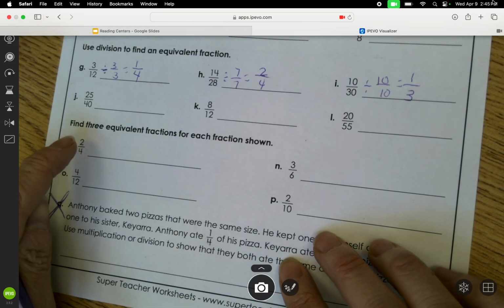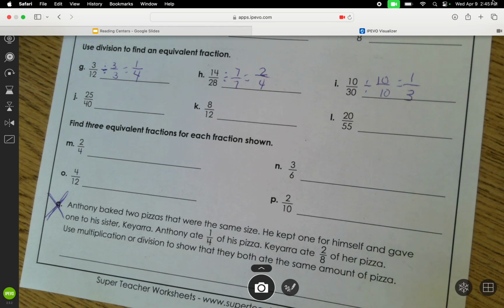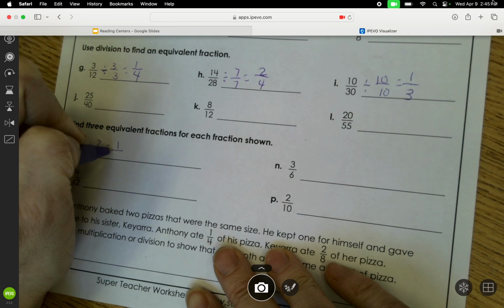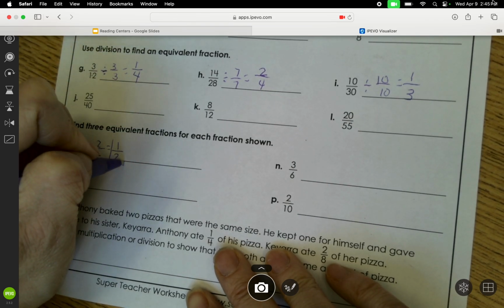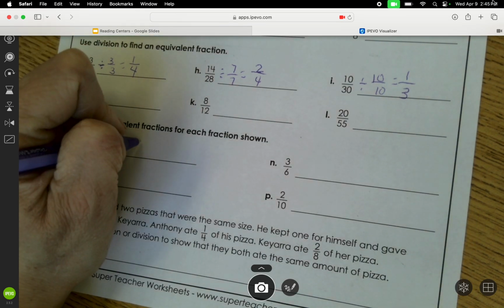But first, I'm going to see if there's a common factor. Can I divide? 2 and 4. They both are divisible by 2, right? So I can do 2 over 2 equals 1/2. I'm going to box my answer. That's my answer 1.